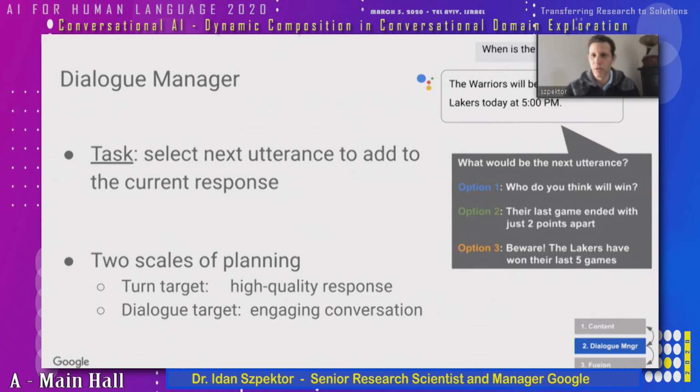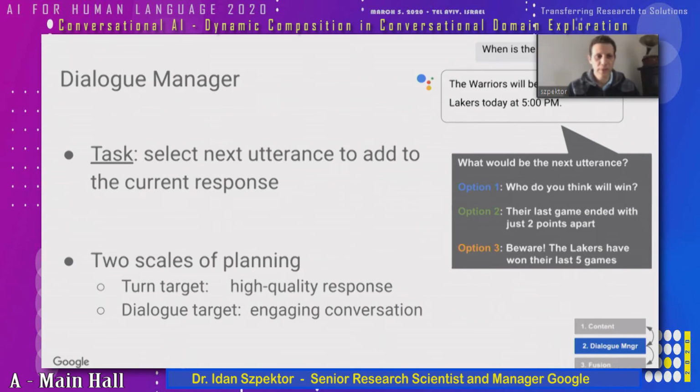But then, what's going to be the next utterance? It could be, who do you think will win? Or their last game ended just 2 points apart, or beware, the Lakers have won the last 5 games. Any of them will make sense, and as you can see, picking the right thing, what is the right thing in this case, is not a trivial question.